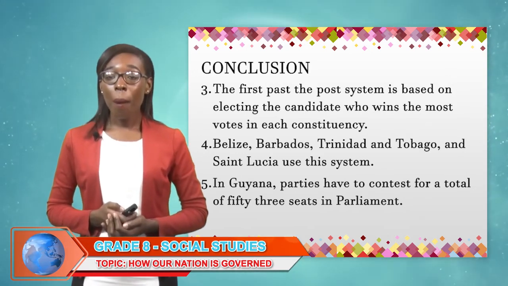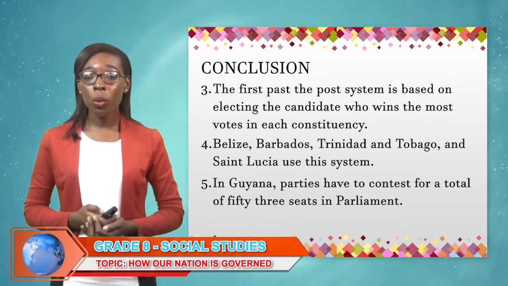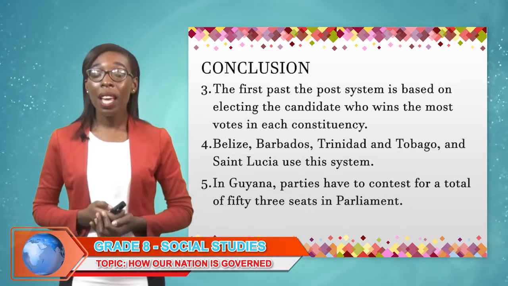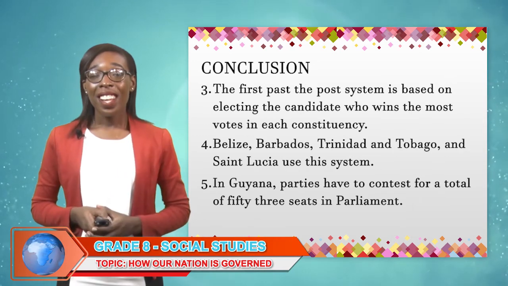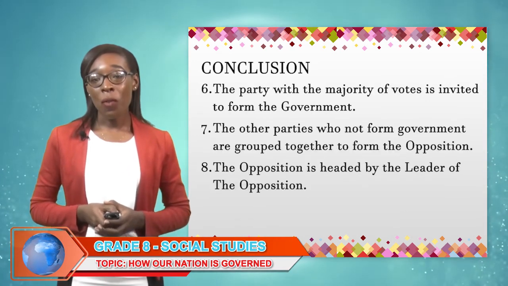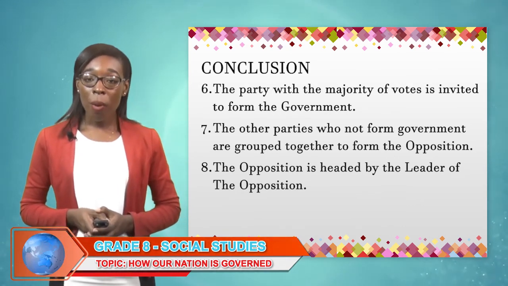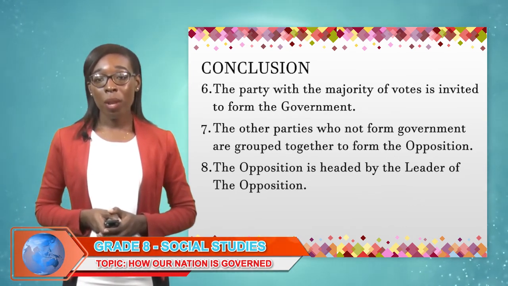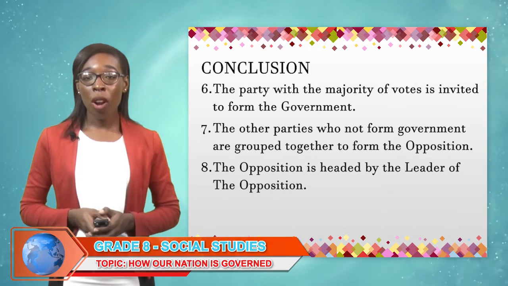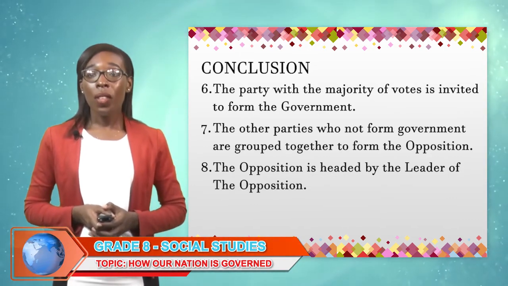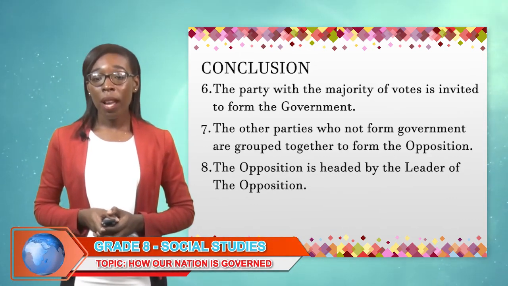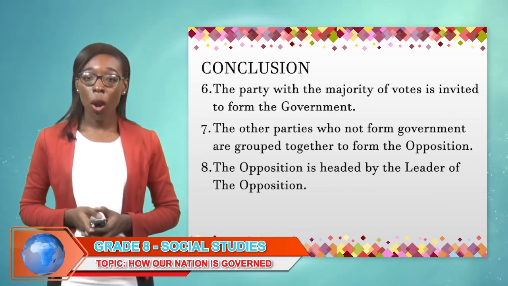In Guyana, parties have to contest for a total of 53 seats in Parliament. The party with a majority of votes is invited to form the government. The other parties who do not form government are grouped together to form the opposition. The opposition is headed by the leader of the opposition.